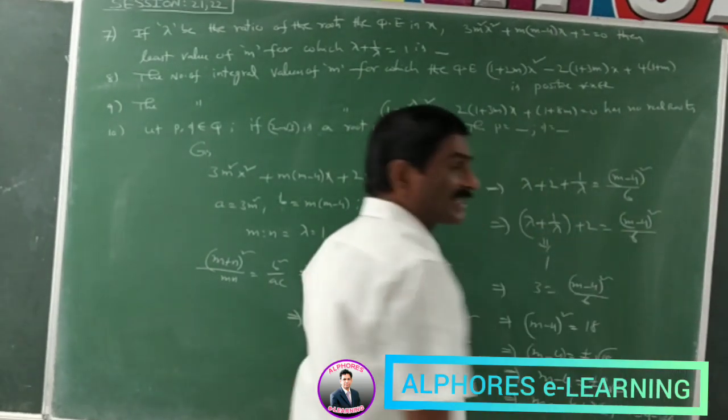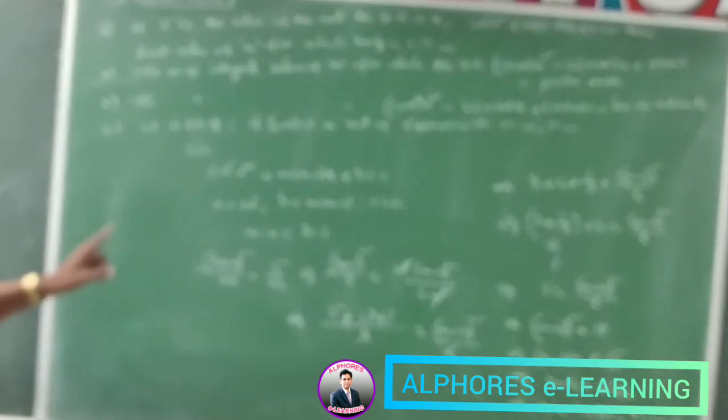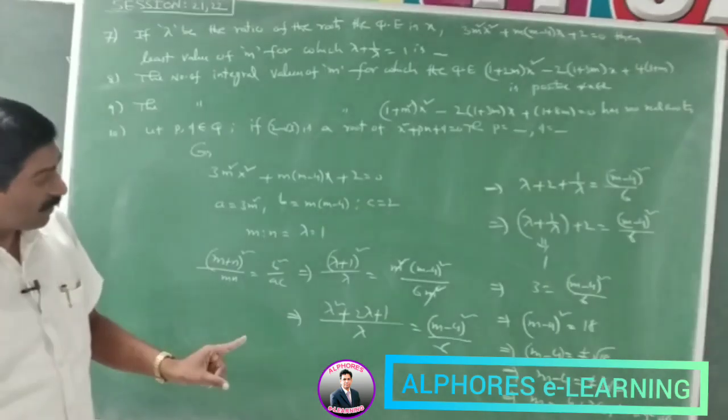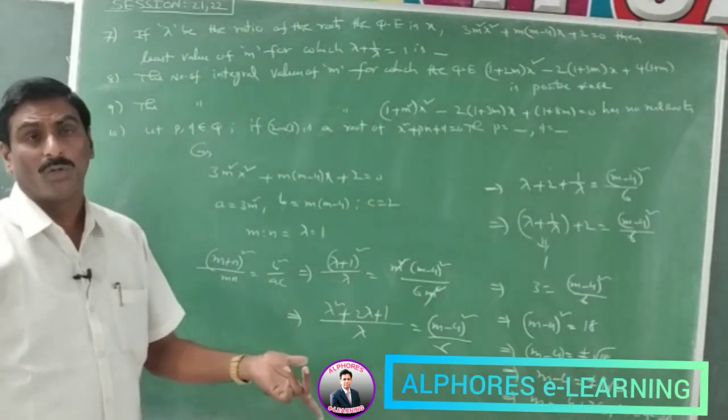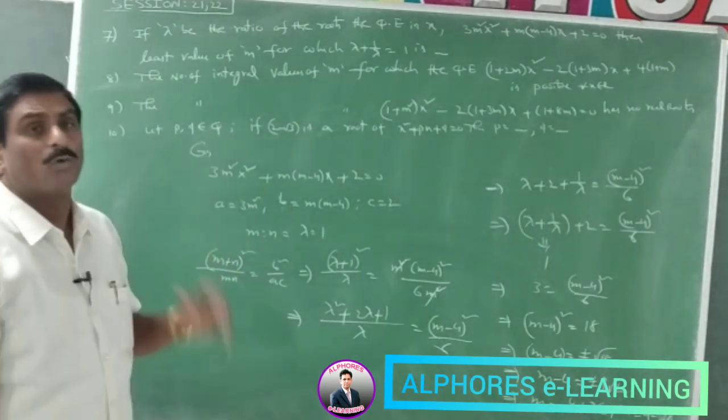What is the greatest value of m? 4 plus 3 root 2. Lambda plus 1 by lambda is equal to 1 is possible only when m is equal to 4 plus or minus 3 root 2. Out of this, the least value is 4 minus 3 root 2. The greatest value is 4 plus 3 root 2.